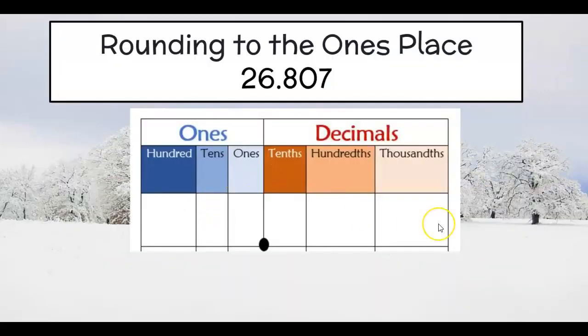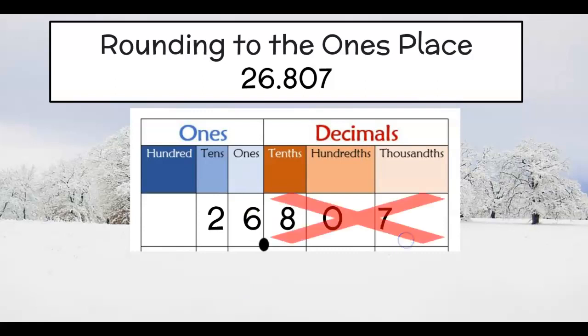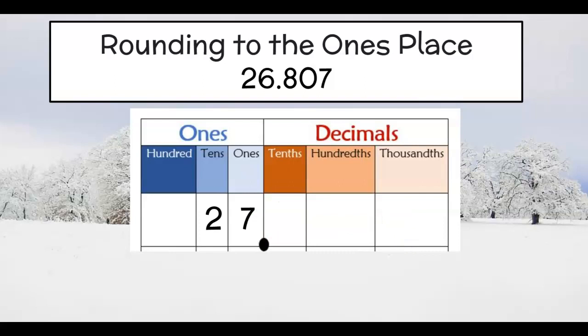All right, let's put it in our place value chart and see if it works. We have our numbers in the correct spots. We are identifying the ones place value. We look to the right. The 8 is 5 or more. Definitely pushes that 6 up to a 7. We get rid of the rest of the numbers and we have 27.